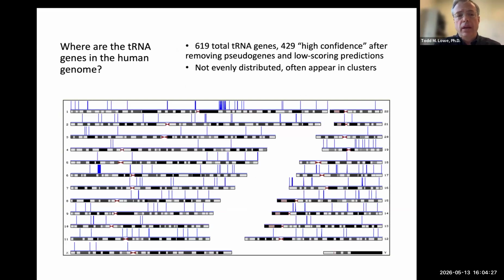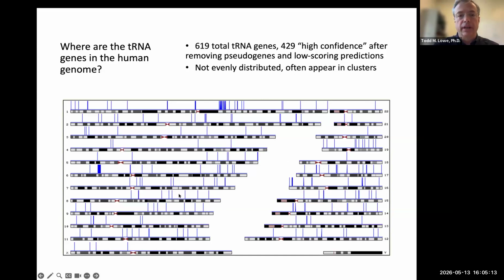This is just a quick overview of the loci where the tRNA genes are in the human genome. There are about 619 total, but there are only 429 that we call the high confidence genes that have features that we believe are necessary for being functional. And there's some molecular data to support those classifications. So chromosome 1, for example, has a lot of different tRNAs. One notable, chromosome X, only has 3 or 4 tRNAs, only one that we think is functional. Y doesn't have any.